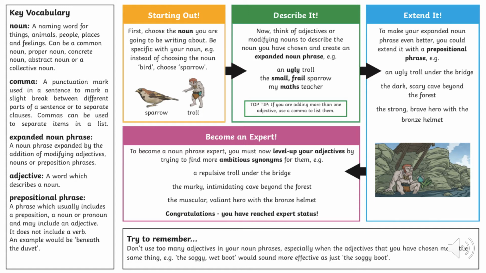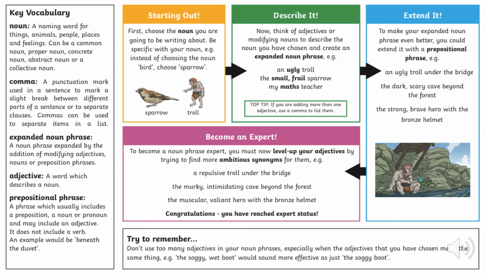So, starting out, you choose a noun you're going to be writing about, so be specific. For example, instead of just saying a bird, you could say sparrow. You then describe it. Think of adjectives or modifying nouns to describe the noun you've chosen and create an expanded noun phrase. So, for example, instead of just troll, you would have an ugly troll. Instead of just sparrow, you could have the small, frail sparrow. Instead of just a teacher, you could have my maths teacher.